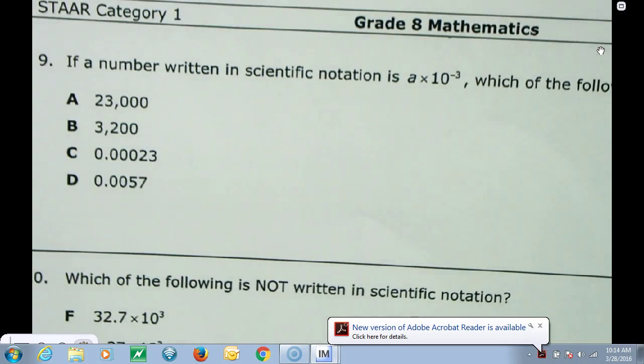Number 9. Another one of those. A, B, C, D. Woo! Good job. I'm loving it. Okay, let's go to varies.